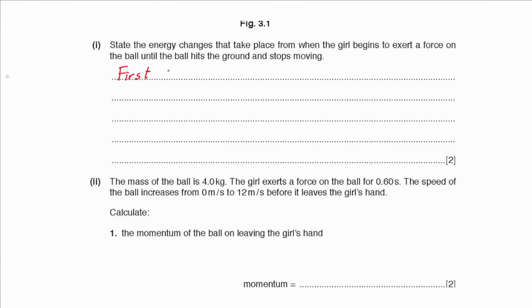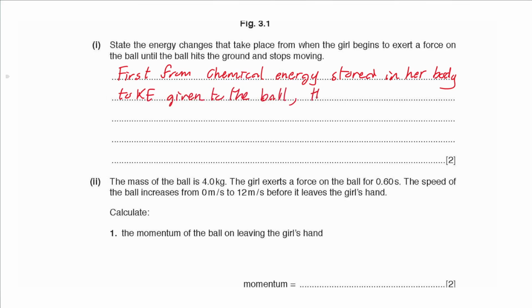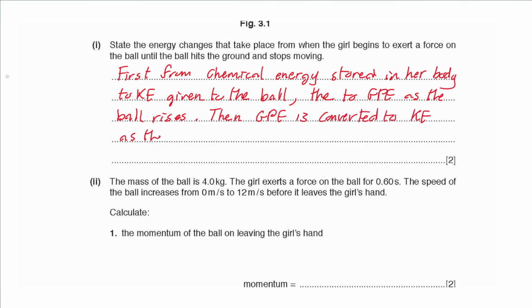First, the change was from chemical energy stored in her body to kinetic energy given to the ball, then to gravitational potential energy as the ball rises. Then gravitational potential energy is converted to kinetic energy as the ball falls, and then to sound and heat as the energy dissipates when the ball hits the ground.